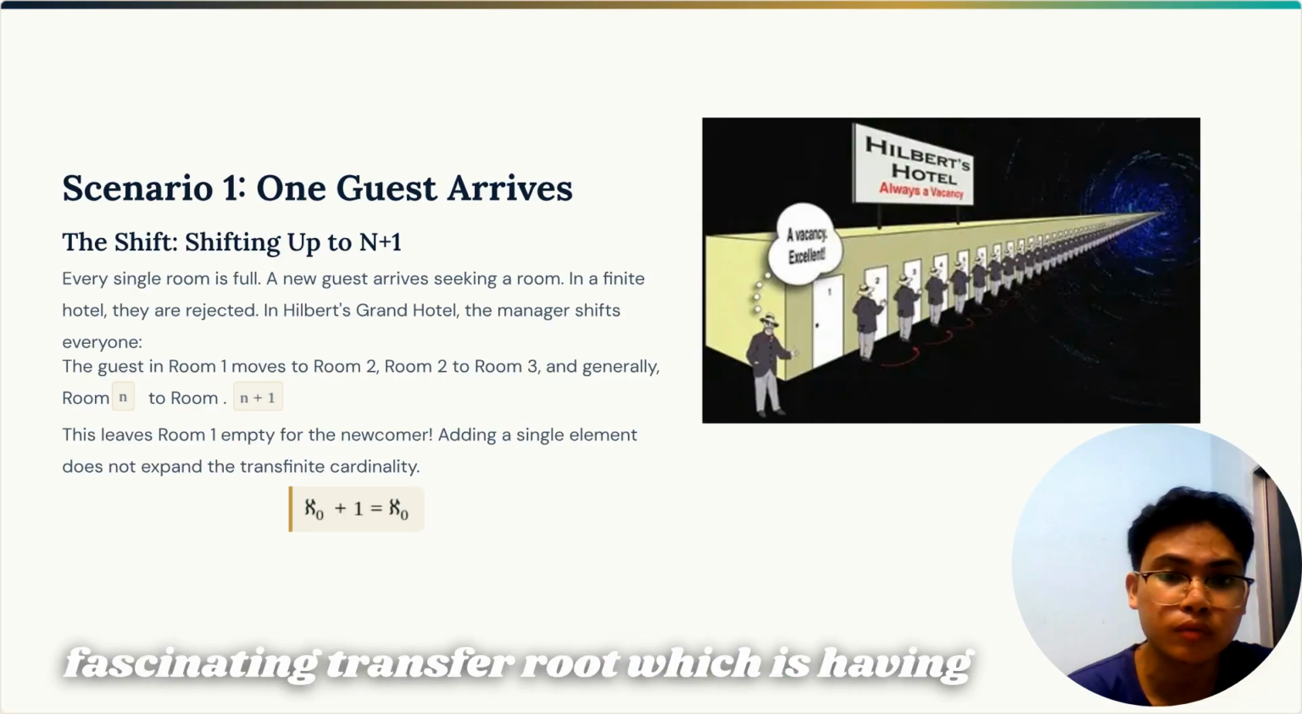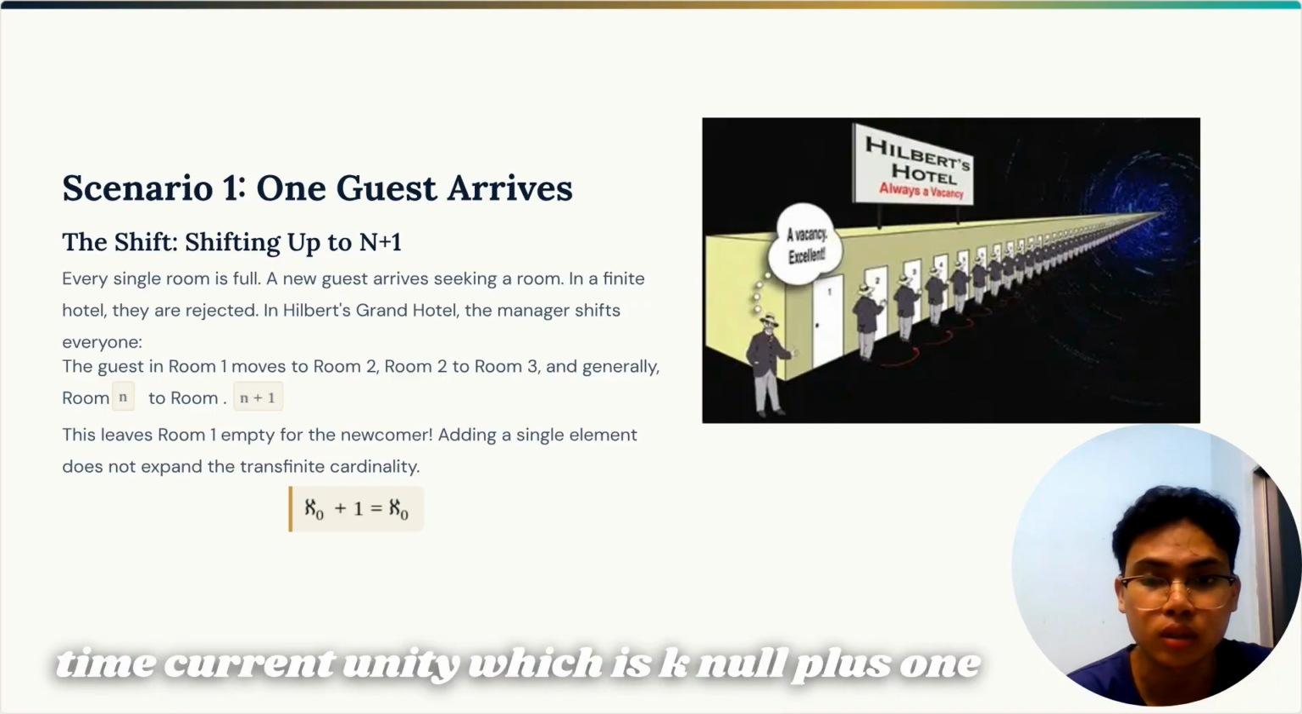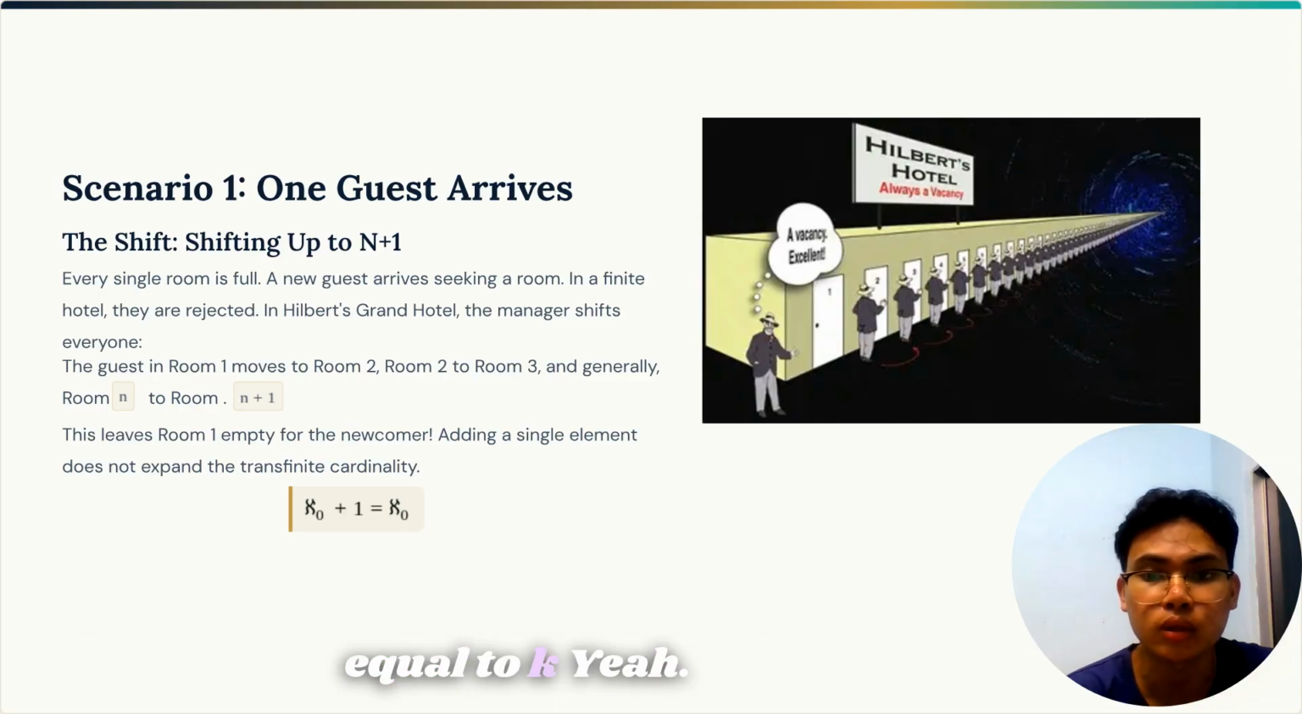This proves a fascinating truth: adding a single element does not change our baseline cardinality, which is aleph-null plus 1 equals aleph-null.